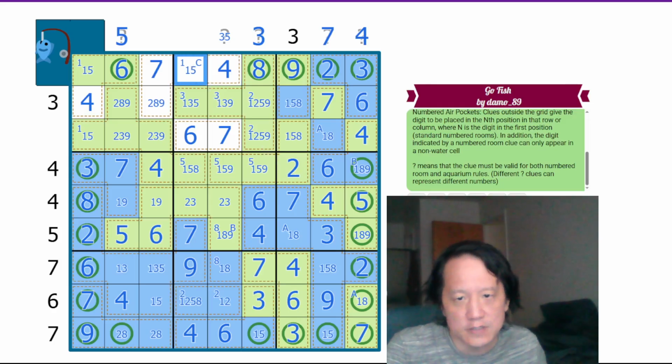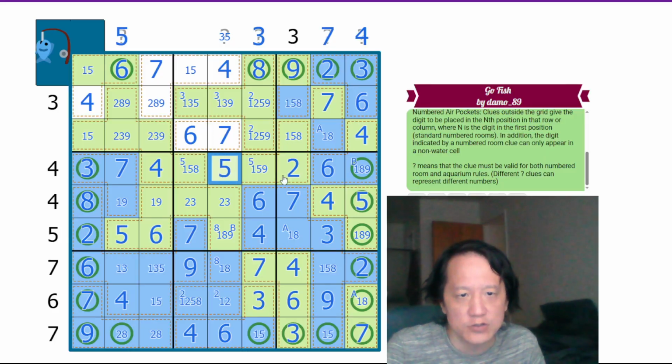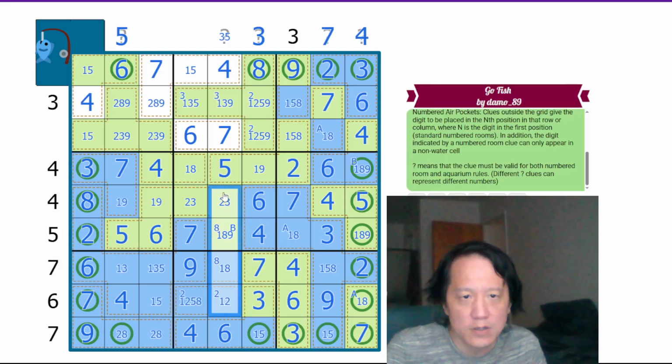And this is not C. It's 1, 5 as a pair. And this is 4, which is saying that this digit has to be in the 4th position, which can only be a 5. So this can't be 5. That means in the 4th position has to be a 5. So there's 5 waters here. And 3 has to be in the 4th position. So this is 3. No 3 there. We have 1, 8, 9 as a triplet.